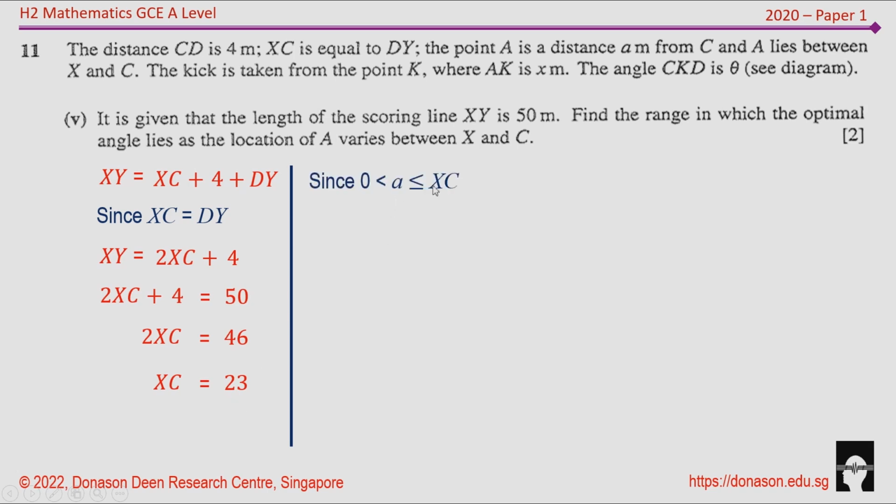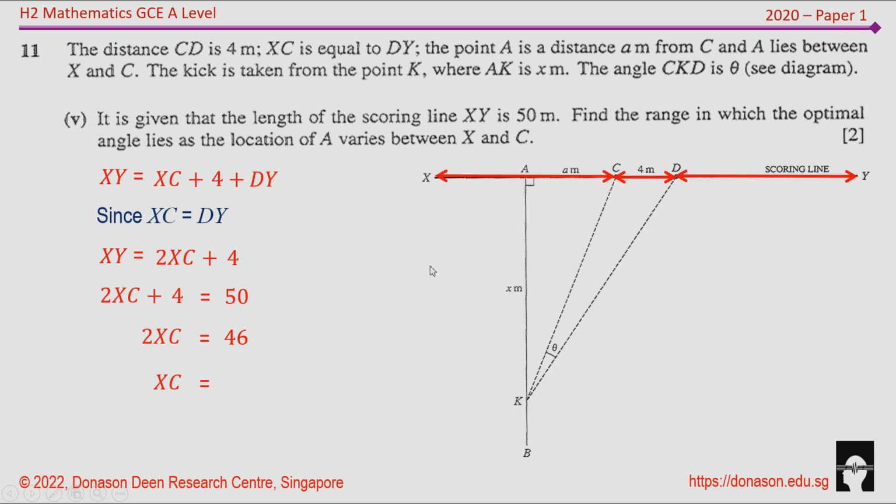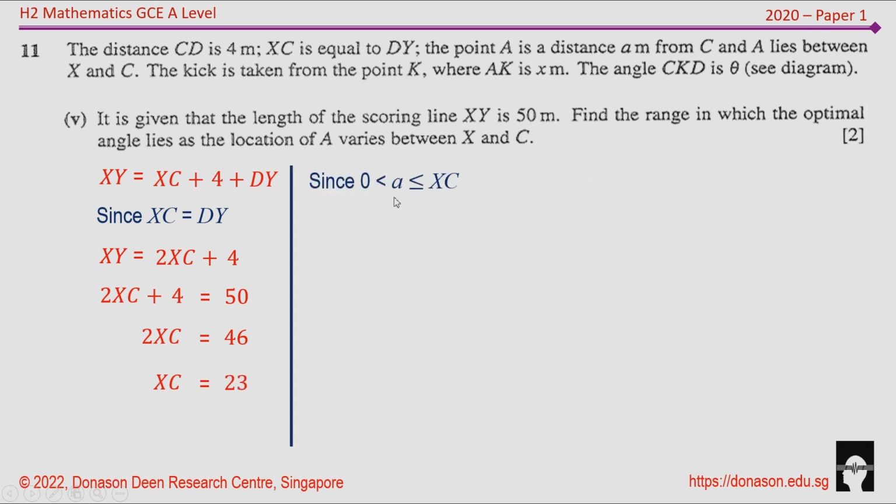And since A is between 0 to XC, let me bring back the diagram so that you can see. A is less than XC, right? Because A is the distance from A to C, and you are told that A can vary anywhere here. Of course, the minimum that it can be is when A moves towards C, in which case the A value will become 0. Or if A moves all the way to X, it can be up to 23 meters, right? So that's why A can be anywhere between 0 to XC.